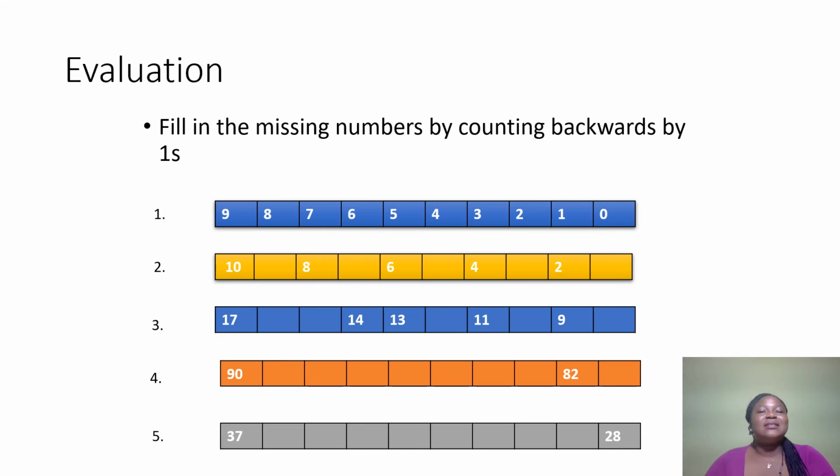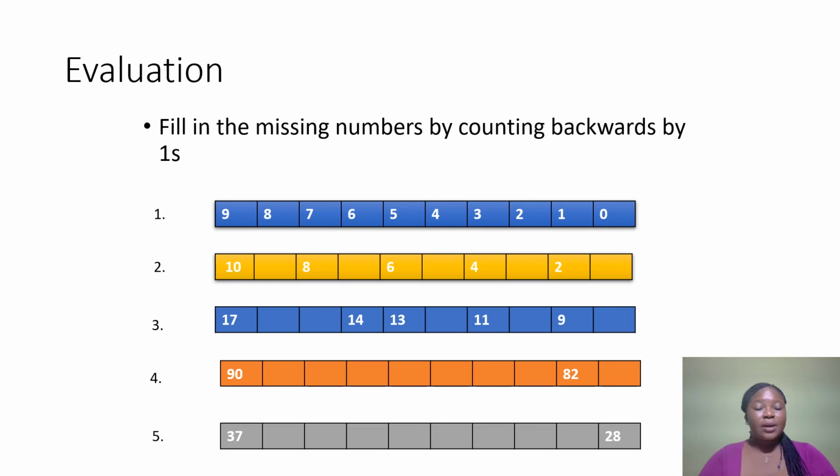Okay, let's come to our evaluation. We did very well in our studies. So let's try some more examples. Good. So fill in the missing numbers by counting backwards by ones. We are going to fill in the missing numbers by counting backwards by 1.